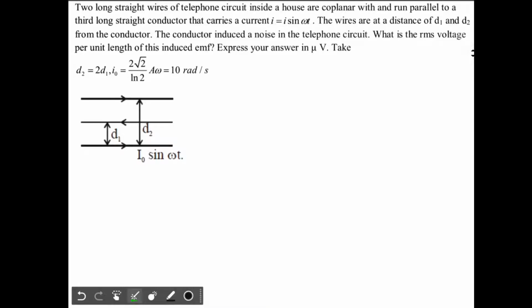Okay, see this question, it's very interesting. Two long straight wires of telephone circuit inside a house are coplanar with and run parallel to a third long straight conductor that carries a current I. So these are the two telephone wires. Let's name them telephone wires, and this is your third wire.